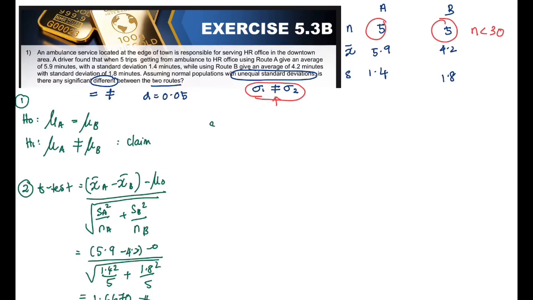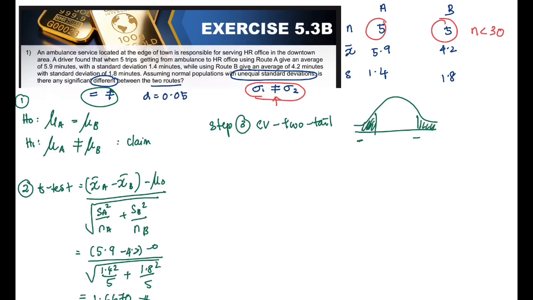Step number 3, your critical value. One tail or two tail? Two tail. Okay, two tail, two shaded regions, negative and positive. So t alpha over 2. Why alpha over 2? Because of two tail. So you have to find the nu.